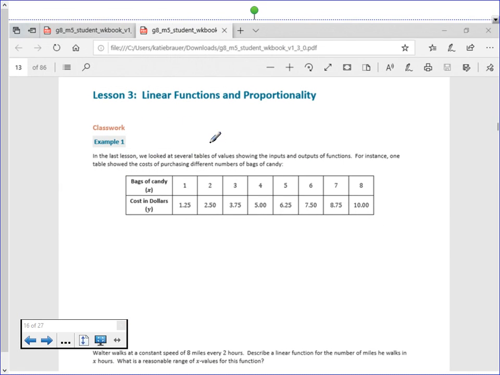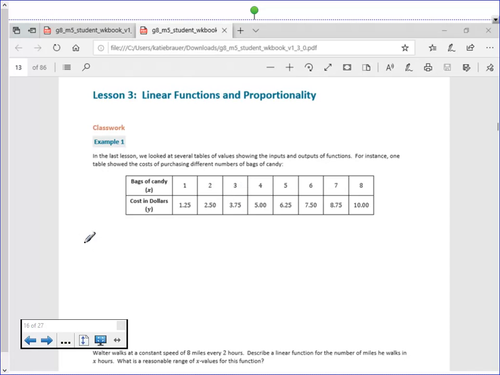So we're starting with example 1. It says, in the last lesson, we looked at several tables of values that represented inputs and outputs of functions. For example, this tells us that we have bags of candy and how much they cost. One bag of candy costs $1.25. 2 costs $2.50. 3 costs $3.75.